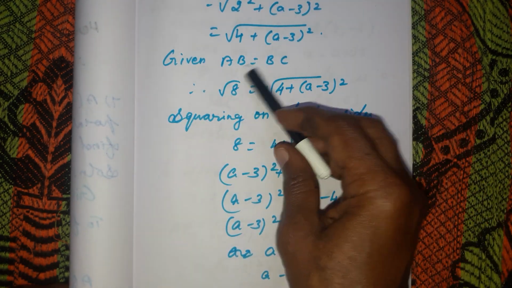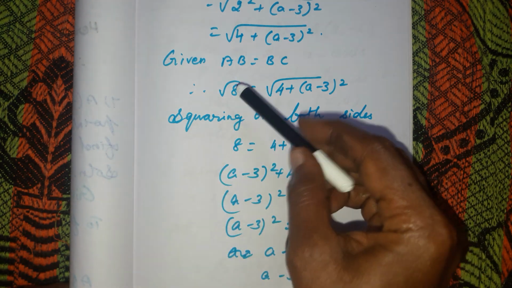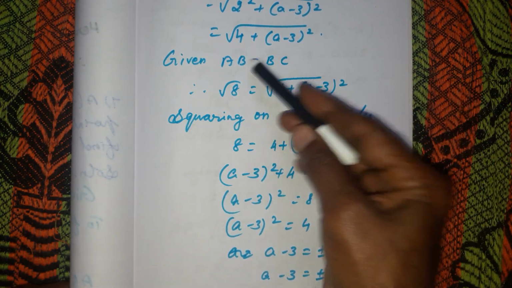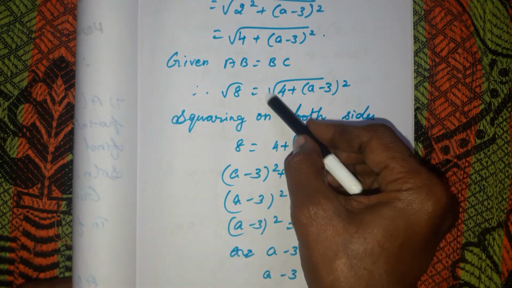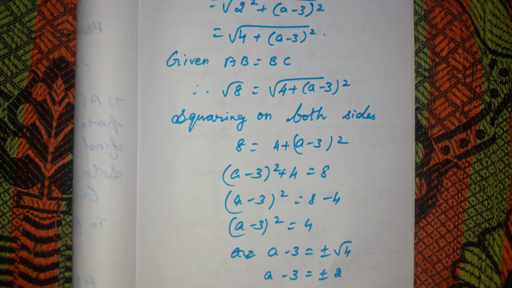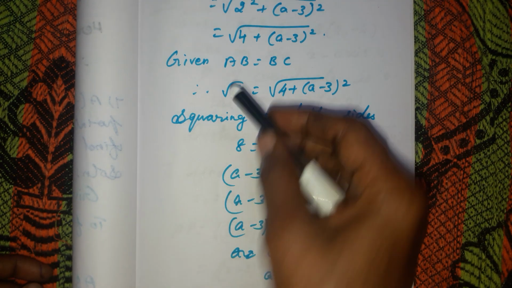Next, given AB is equal to BC. Already in the question itself given. So we can take AB as root 8, and BC is root of 4 plus (a minus 3) the whole square. Next, squaring on both sides.